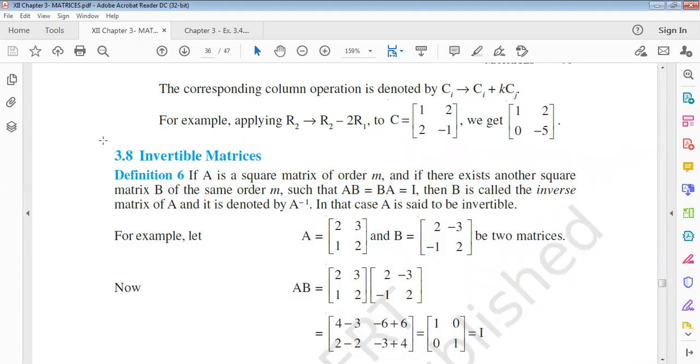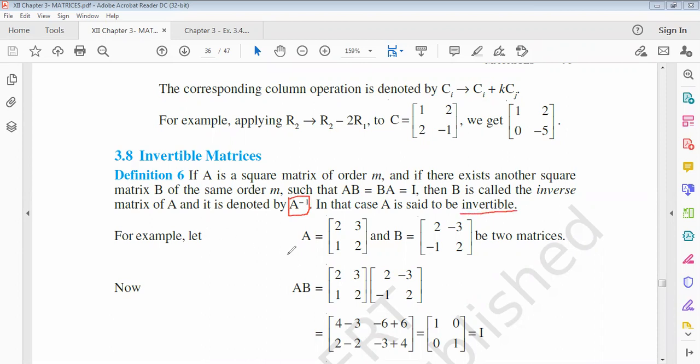Next one is the invertible matrices. How can we define invertible matrices? For a square matrix A of order m, if there exists another square matrix B of the same order m, such that AB equals BA equals I, then B is called the inverse matrix of A, and it is denoted by A inverse, that is A to the power minus 1. In that case, A is said to be invertible.